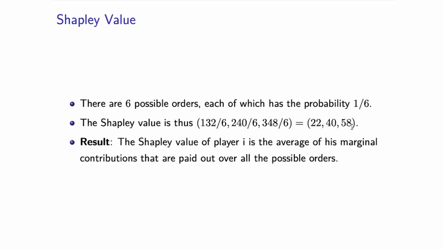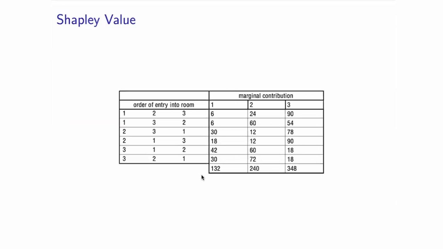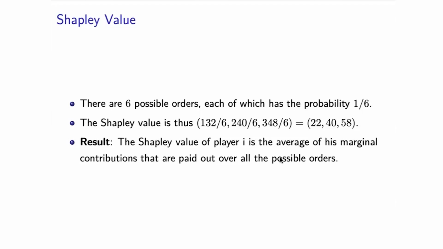right? This is exactly the result that we used here when we calculated the total marginal contribution, and then we divided it by the number of orders, right, to get the average of the marginal contribution. So this is the mathematical result which allows us to calculate the Shapley value in this way, right? So this is the second way of calculating the Shapley value.